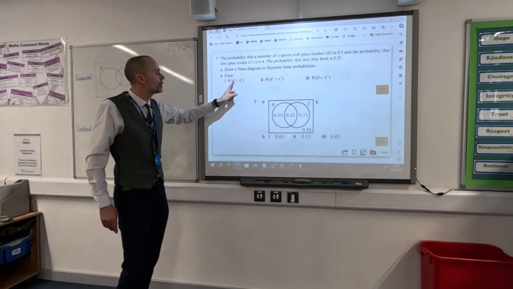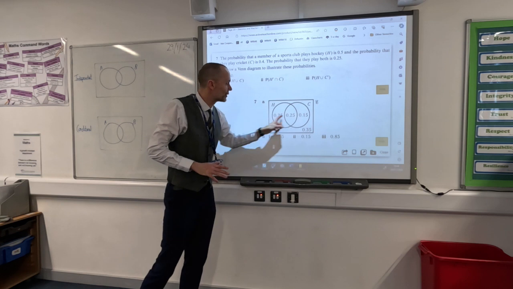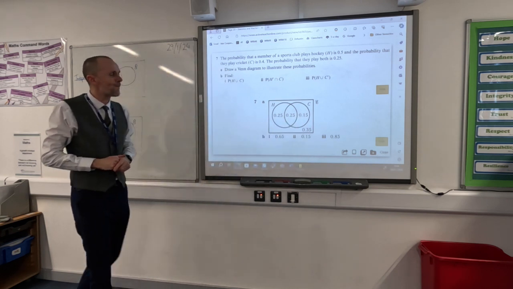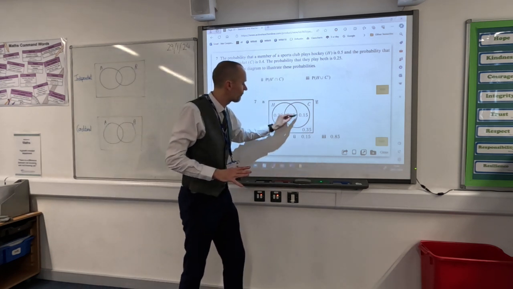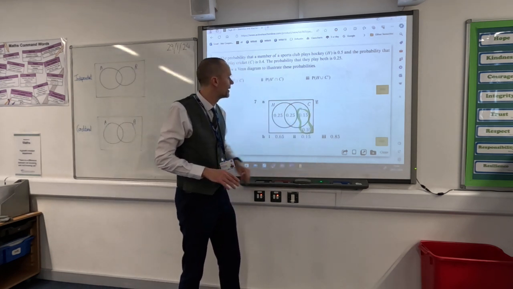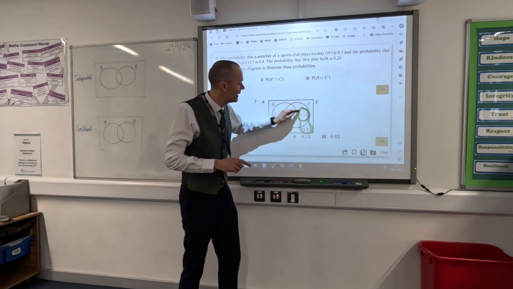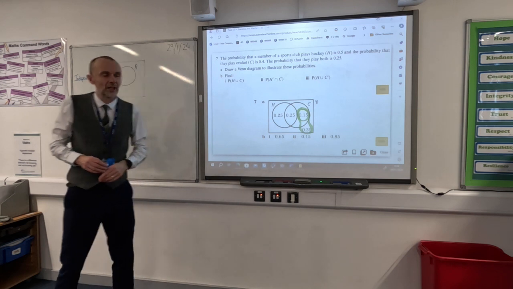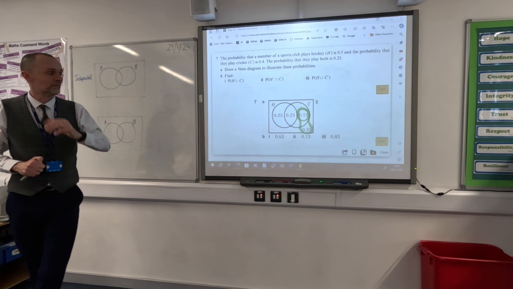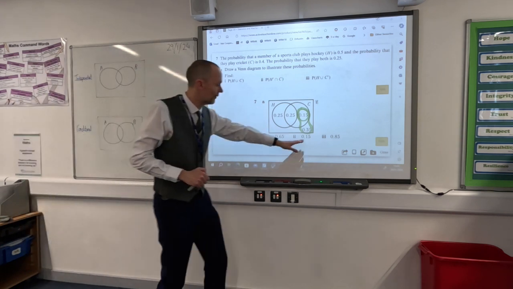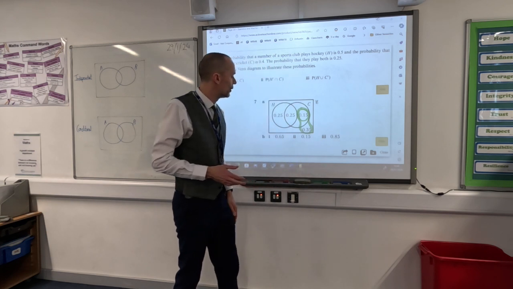So H union C, that's everything, H or C, so it's those three probabilities added together. Not in H, well, not in H are these two probabilities. And intersecting with C, so of those two, those are the ones that are also in C. Remember, intersection means both. And so that's 0.15.